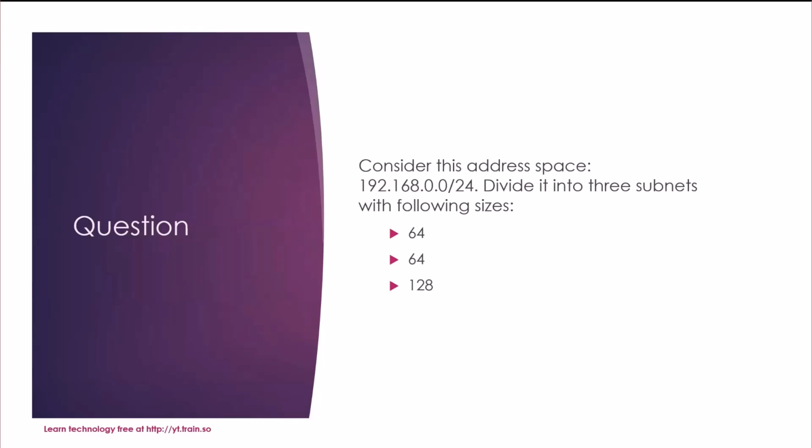Okay, quick question. What if I wanted to split the second one instead of the first one? Then what will be the IP address spaces? 192.168.0.0/25, 192.168.0.128/26, and the third one 192.168.0.192/26. Basically, you'll have to add 64 more there.